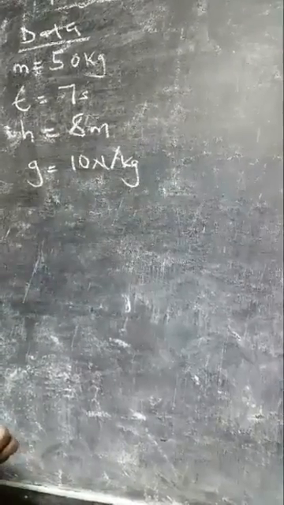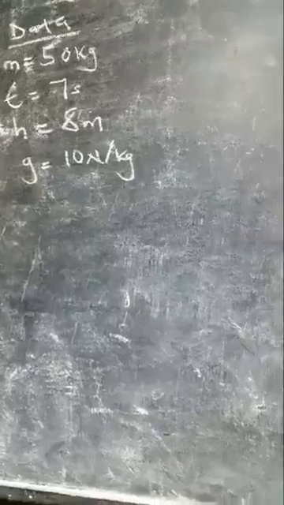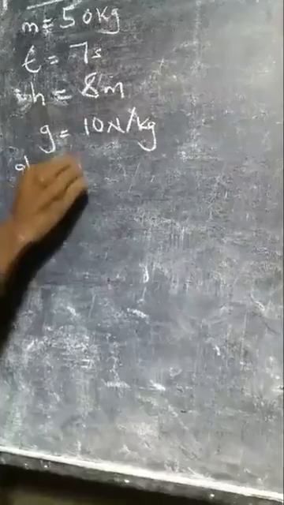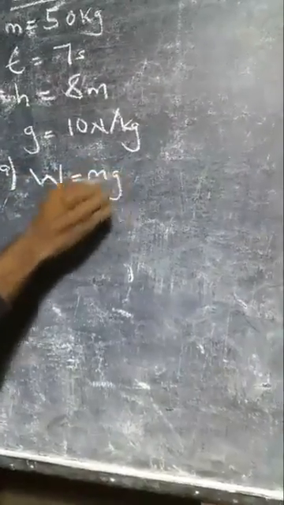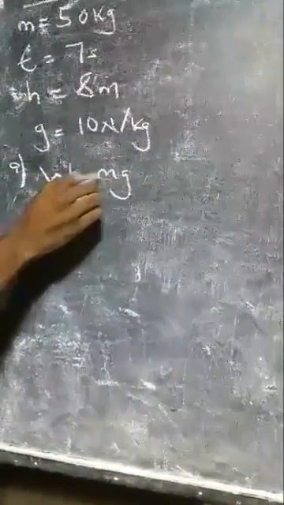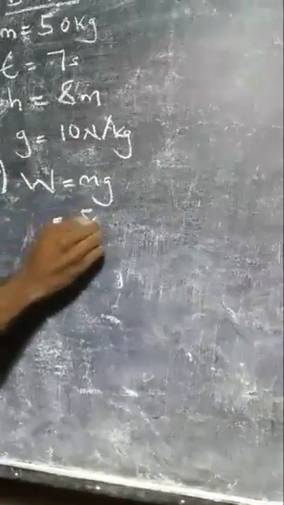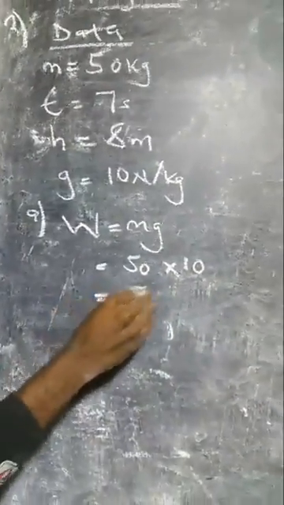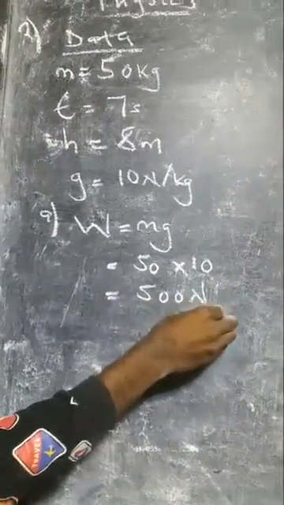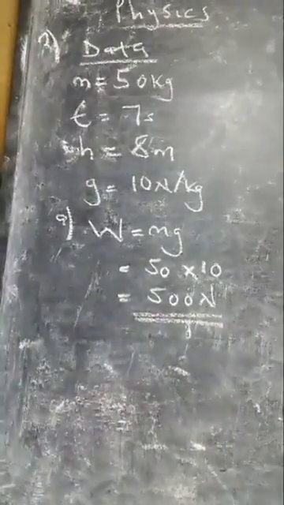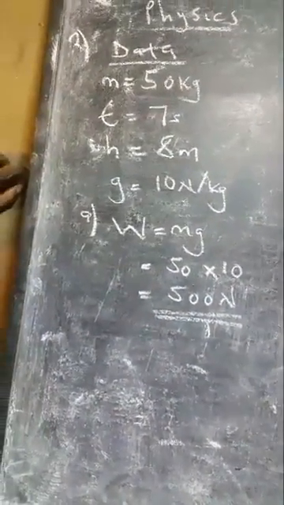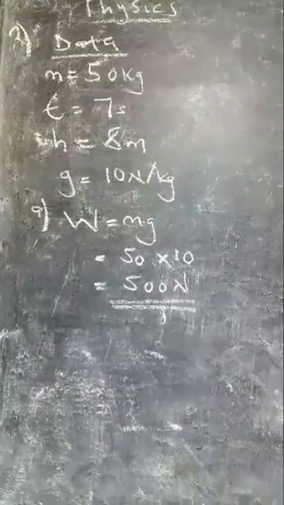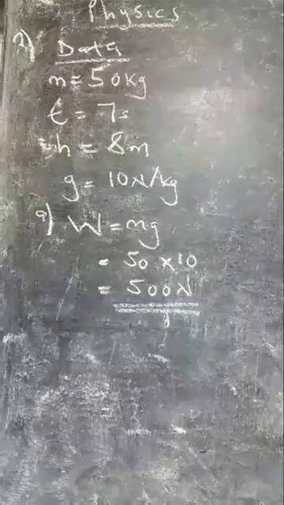So we are finding the girl's weight. Finding the girl's weight is easy and straightforward. We know that weight is equal to mg. Our mass is 50 by our G, which is 10. That's equal to 500 newtons. That's the girl's weight.